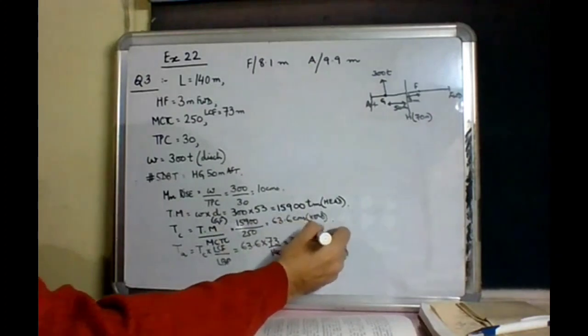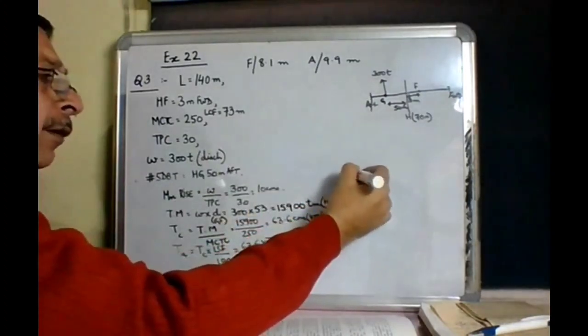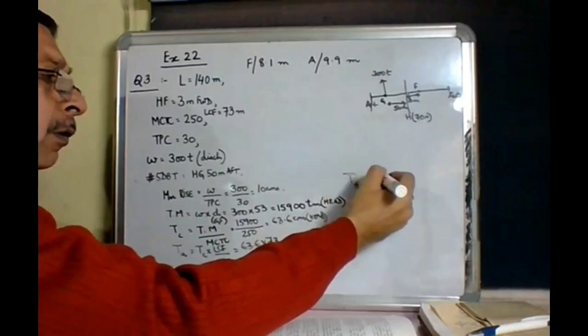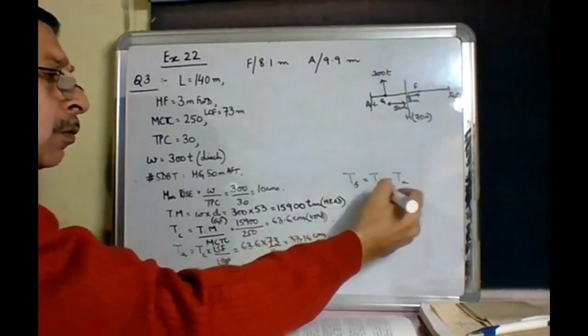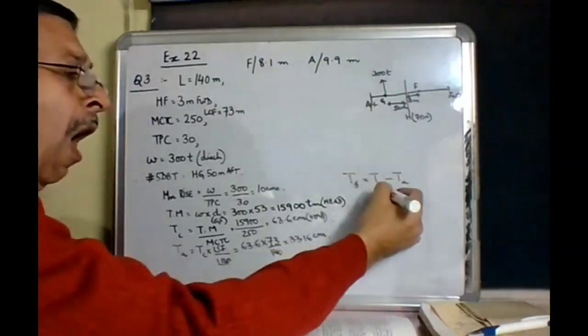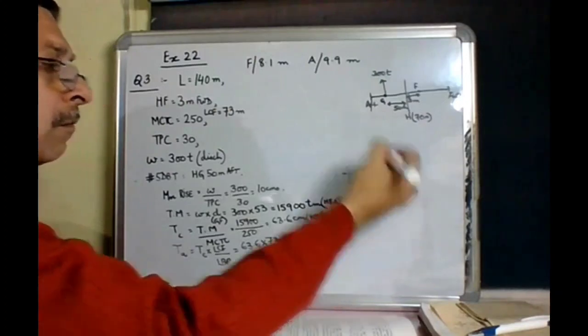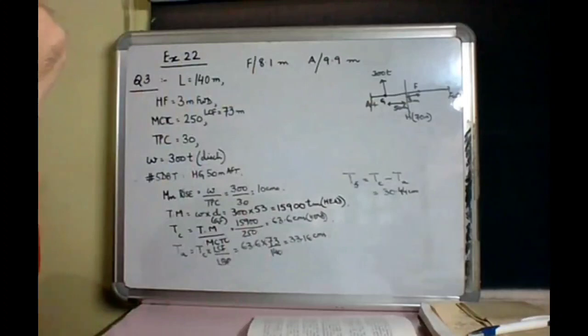Everyone is getting the same. So therefore calculate TF. So TF is equal to 30.44 centimeters. Now go into the last formula, formula number 17, and make a draft table and put the values.